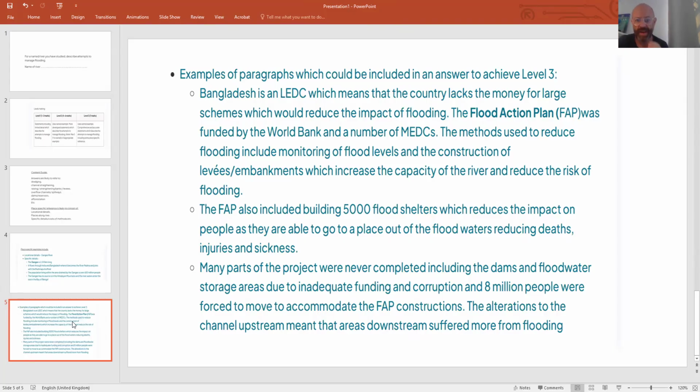The flood action plan also includes building 5,000 flood shelters, which reduce the impact on people as they're able to go to a place out of the floods, reducing death, impact, and injury. So, really, this isn't about dealing with the flooding, because it is going to flood there. It's about dealing with the problems associated with the flooding.